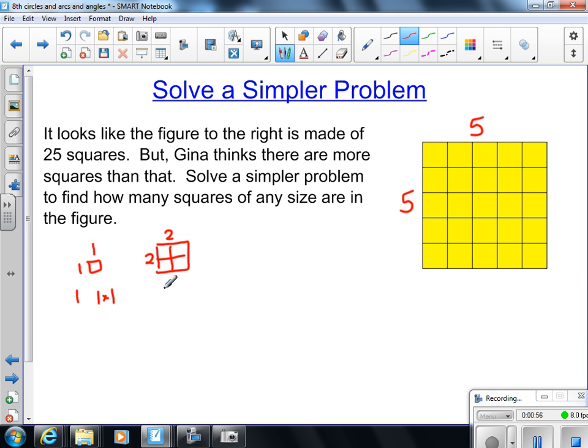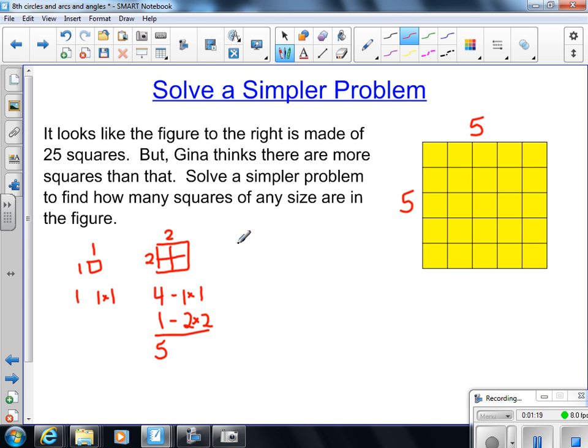Okay, in a 2 by 2, how many of the little squares do we have? All right, we have 4 of the 1 by 1s. And then what else do you notice? You do have one big one, correct, one 2 by 2. Is that it? Okay, so I'll have a total then of 5 altogether.